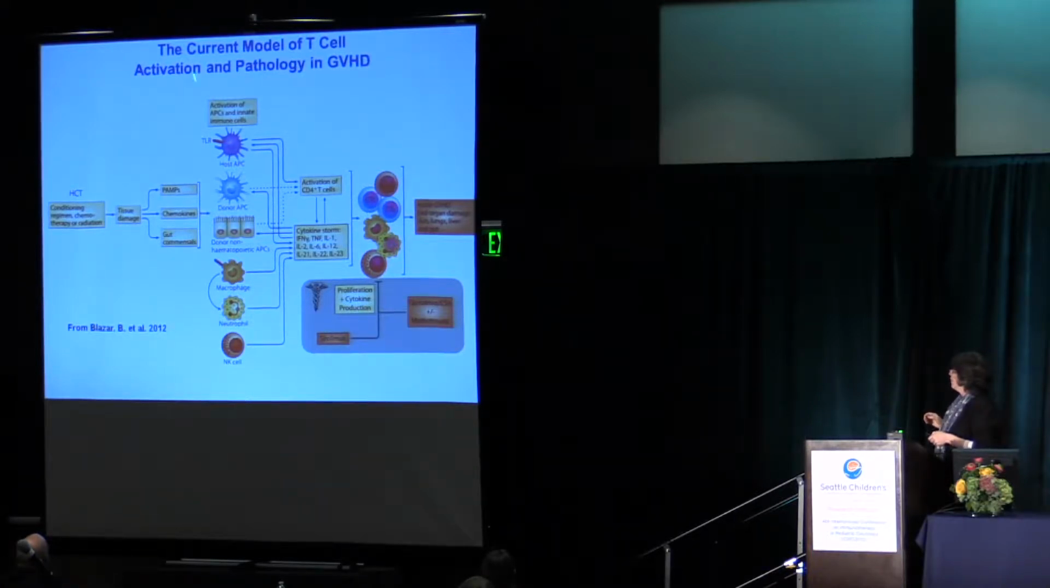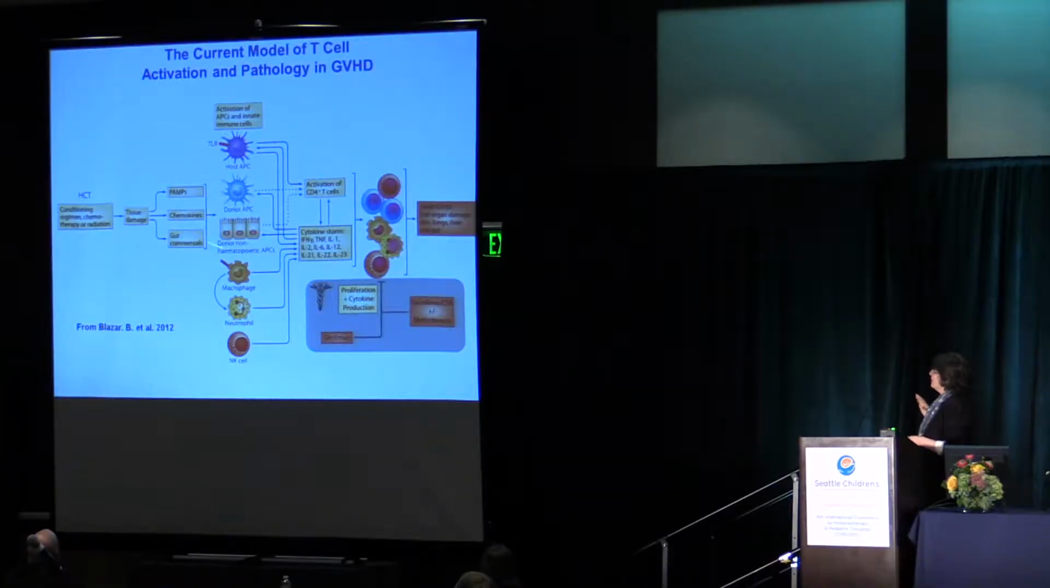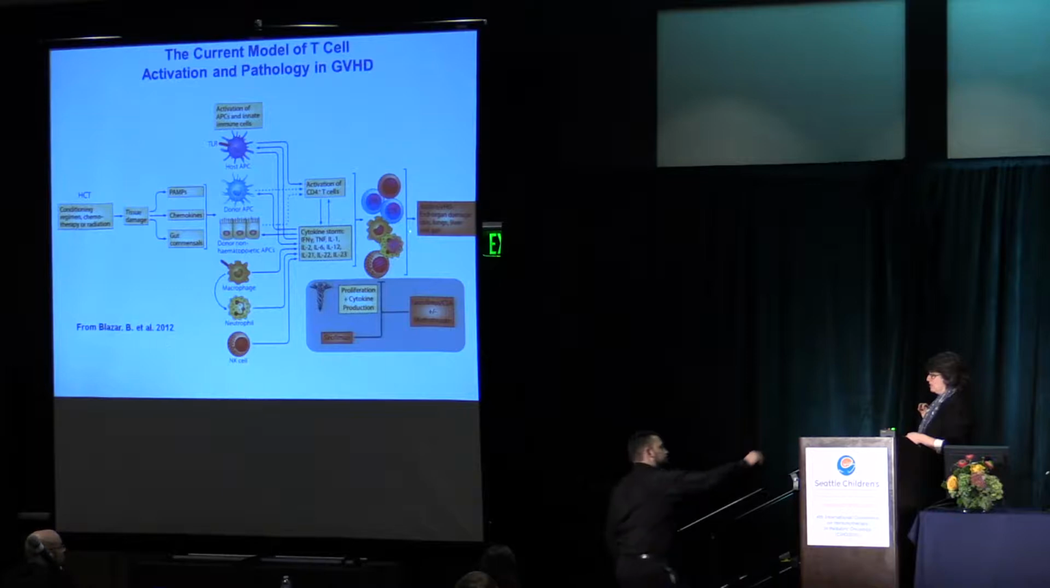So this is a figure from Bruce Blazer's recent review of GvHD in 2012, and it goes through all the steps of GvHD. We'll go through it very quickly, and what you'll see is that a lot of the mechanistic steps that cause graft-versus-host disease are what we're actually trying to also induce for the leukemic antigen or the malignant antigen with immunotherapy. So you have your conditioning and the danger signals for the host. You get activation of T cells, both CD4 and CD8.